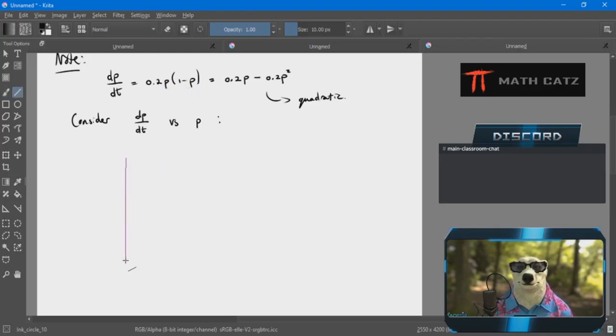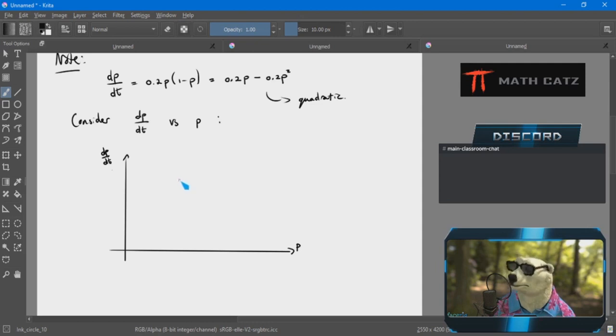So if I graph that, where p is the horizontal axis and the growth rate, dp dt, is the vertical axis, it allows me to make some simple observations without having to solve the whole differential equation. This is a parabola. The legs are pointing down. I can see the quote-unquote p-intercepts here. One is 0, one is 1.